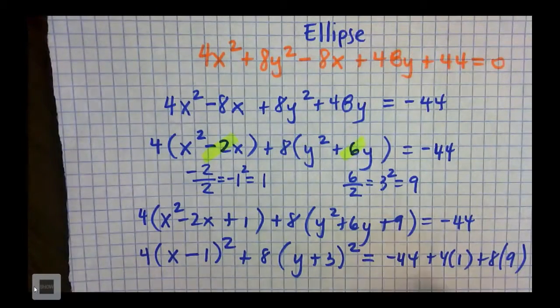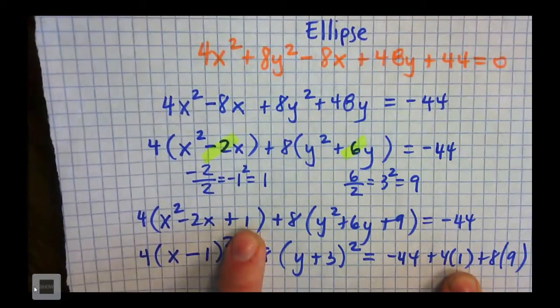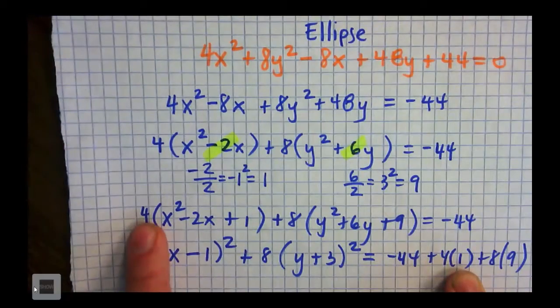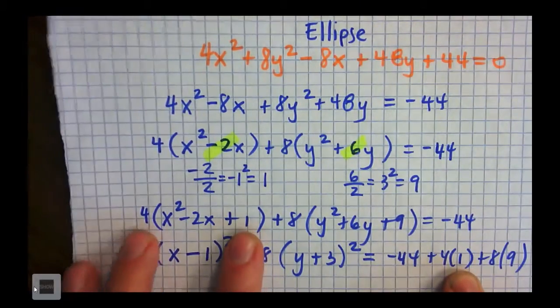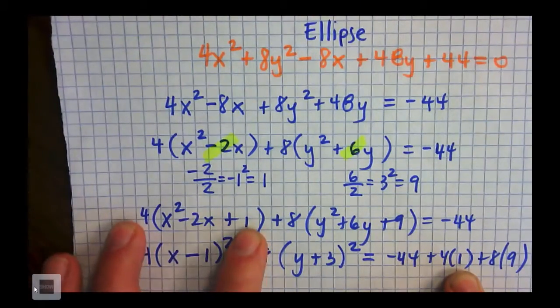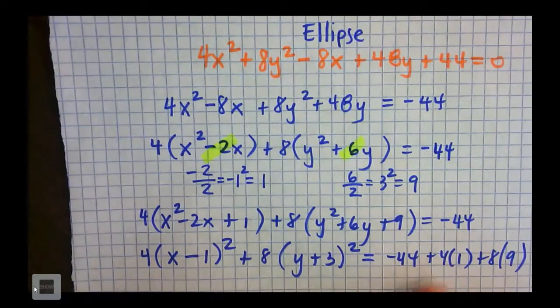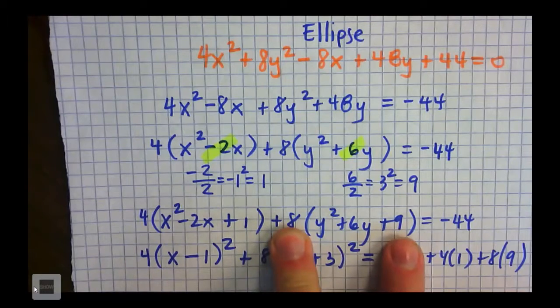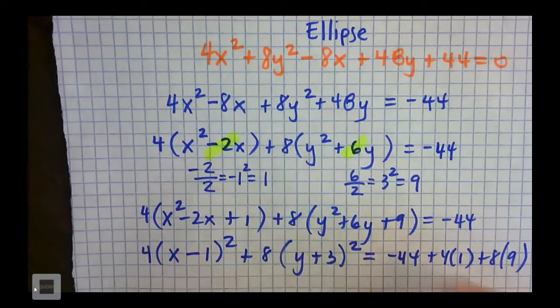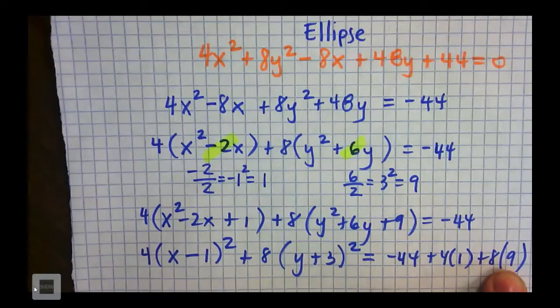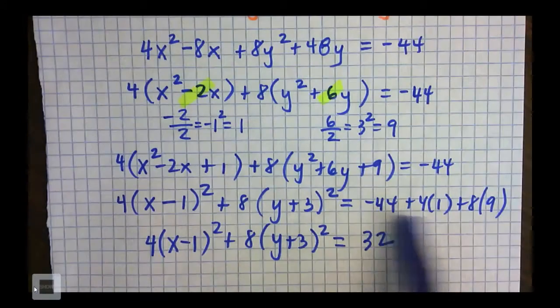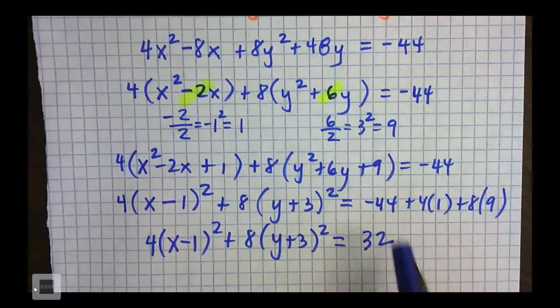But now direct your attention to this part over here. I'm not just adding 1 to the right. Since I took out a 4, I'm really going to be multiplying 4 times 1 on the left, which means I got to add 4 times 1 on the right. Likewise, I took out an 8, so I'm doing 8 times 9 on the left. I got to do 8 times 9 on the right. All right, guys, so once I take care of those pieces right here and I simplify that, I get 32.